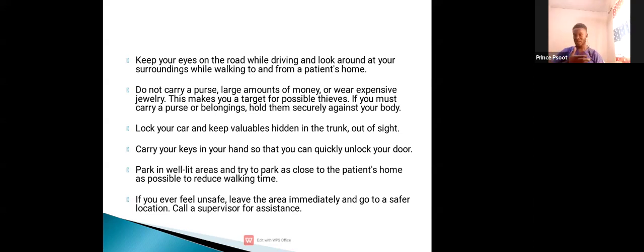Now we are past that era. But the best thing, if you must carry a purse, is to hold it together, put it in your hand, the way people nowadays do their stuff. Just hold them securely.